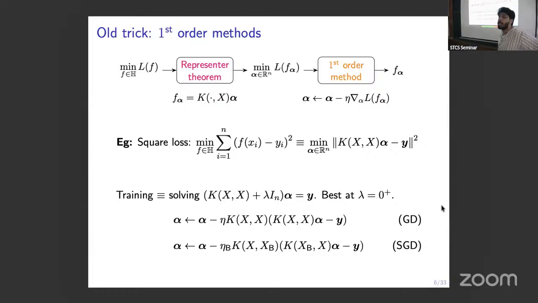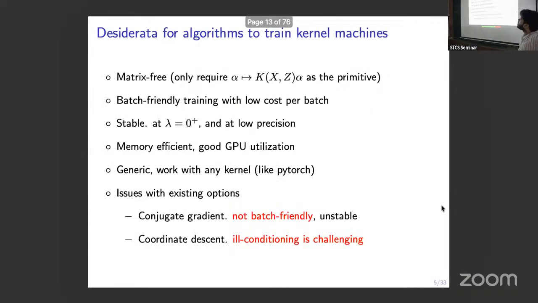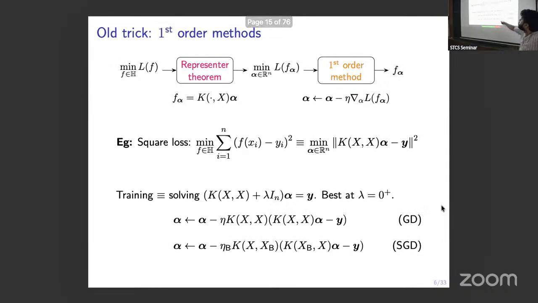Why are we trying to improve? What is wrong with this? We would like algorithms which satisfy all of these properties, and this is problematic because it has dependence on the condition number square. We would like something that depends a little better on the condition number of the kernel matrix.